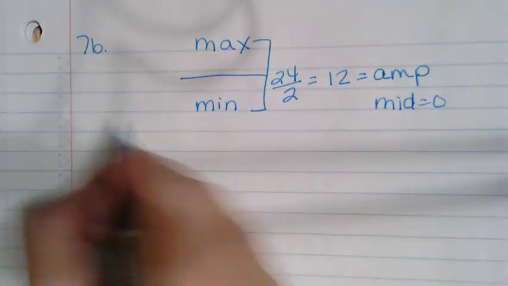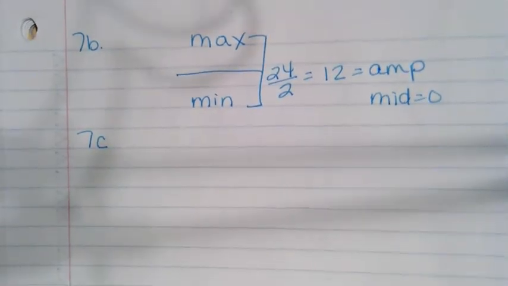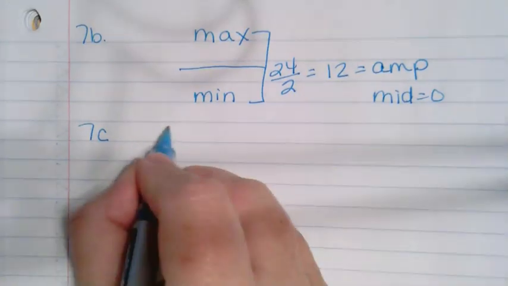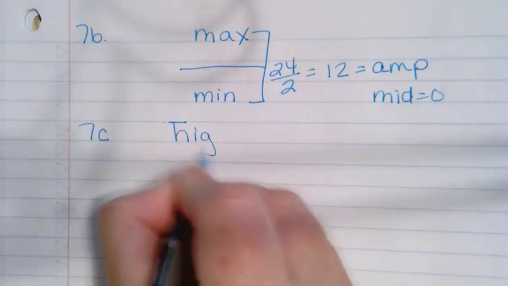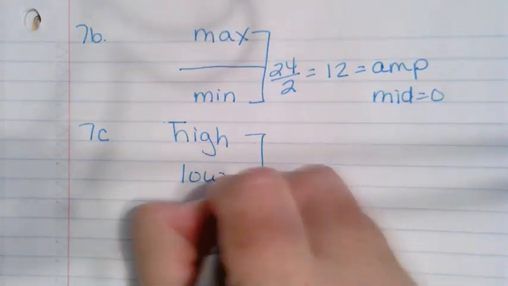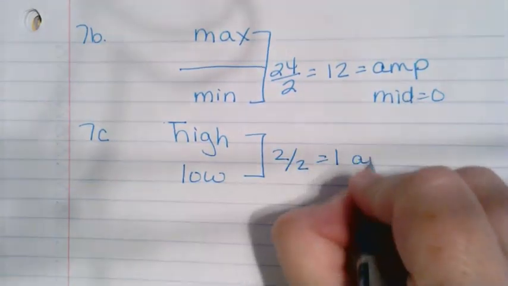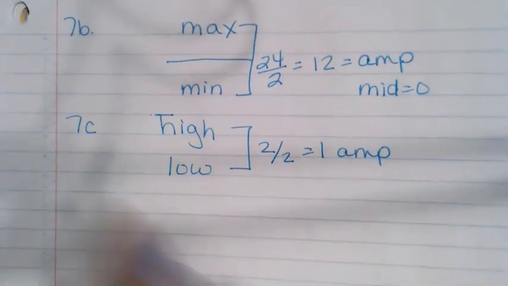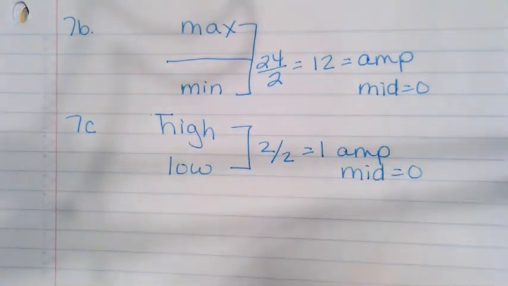And then last but not least for this video, a piece of wood is floating in water. The distance from the highest and the lowest point is 2 feet. Okay, so highest and low. So from here to here is 2. Divide by 2, we get 1, which is going to be my amplitude. And again, they didn't tell us any specifics like they did on the first one. So again, I'm going to say my midline is 0.